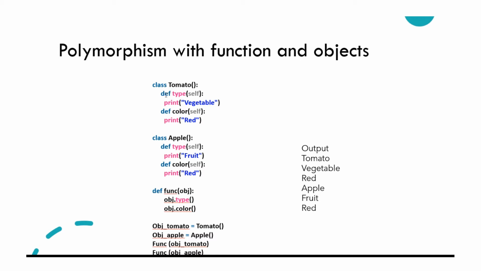Okay, so here we are taking tomato as our object. So we are trying to define some functionality or some characteristics of this selected object tomato. Okay, that's why the type and color functions are being defined under this class tomato. So in the same way we have one more class also. This class name is apple.